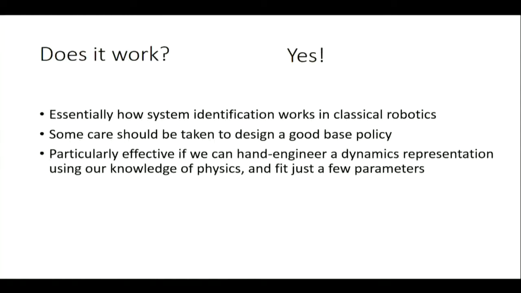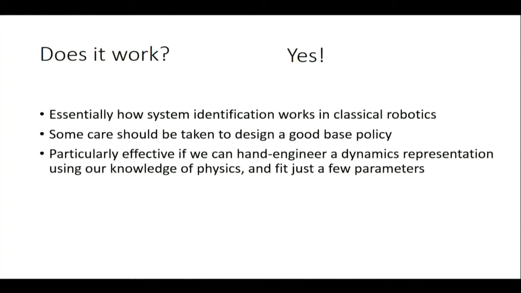This kind of approach can be particularly effective if we can hand engineer dynamics representation using our knowledge of physics. So, for example, if we're controlling a robot with 3 links and we know that it's a robot with 3 links, but we just don't know how long or how heavy those links are, we can actually design a model with a fairly small number of free parameters, the lengths of the links and the masses of the links, for example, and try to fit just those parameters to the data. And that actually tends to work pretty well. If we constrain our model class enough, we might actually get exactly the right values of those parameters, assuming that the model is a good model for the real world.